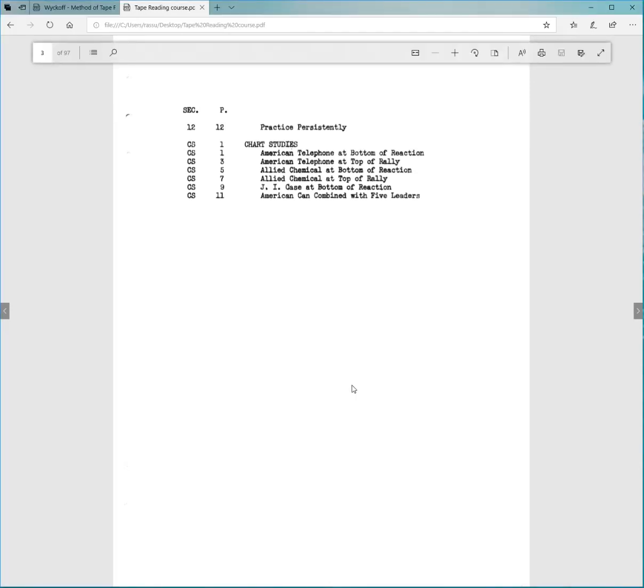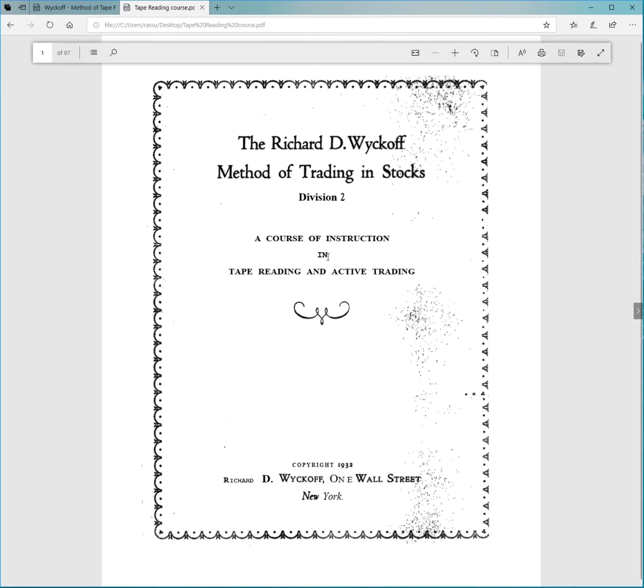Okay, so what is this? This is Division 2, the tape reading and active trading course. There's a trading course and there's a swing course. The idea is to use both together if you want, or just use them separately. But I think what Wyckoff said was that if you use them together, it provides great benefits for the trader, because you can have very good entries and a lot of reward relative to the risk.